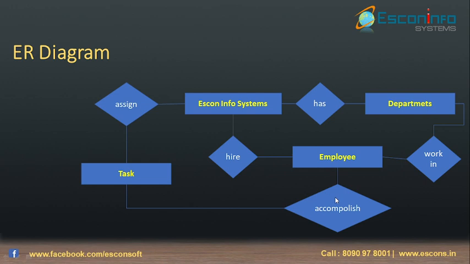Now let us think what tables we need to create. First of all, we need to create a database Escon Info Systems. This will have how many tables? First, we will have department table, task table, and further employee works in departments, so there will be an employee table. And now we see there will be some relationship between task and employee, so there might be some other table, employee and task.